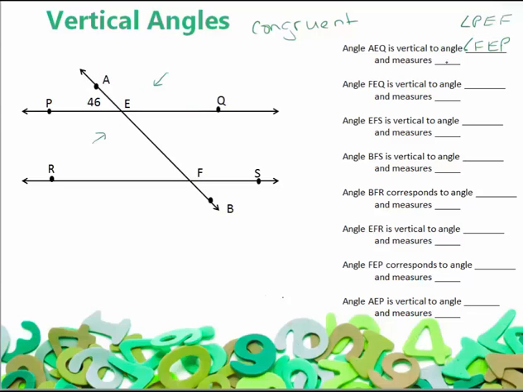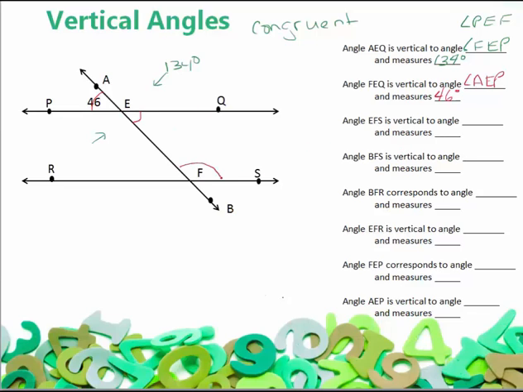Now the nice thing about vertical angles is that they are congruent. So once I know that angle AEQ equals 134 degrees, and we know that because there's a straight line, and straight lines equal 180, I know that angle FEP also equals 134 degrees. And if I'm looking at angle FEQ, well, FEQ is a vertical angle. Where is it vertical to? FEQ is vertical to AEP. Since AEP is 46 degrees, both of those also equal 46 degrees.